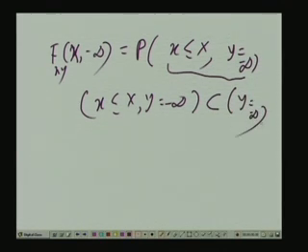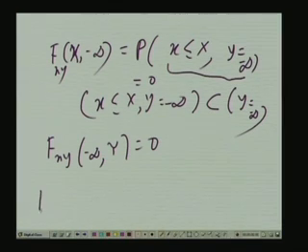But the probability of this event, as we know from our earlier definition, is 0, which means this probability is 0. So this is equal to 0. By the same way, we can have this equal to 0.